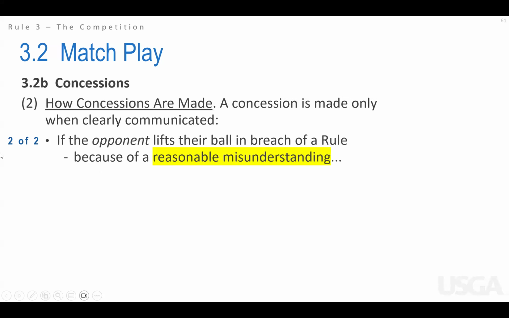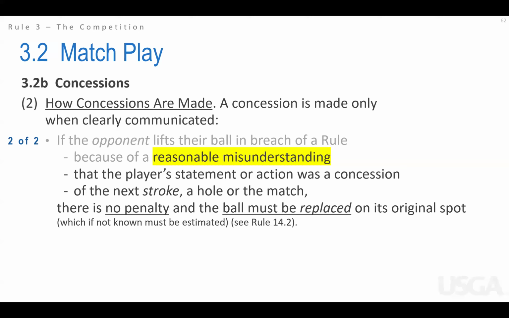If for some reason our opponent lifts their golf ball because of a reasonable misunderstanding that they had a stroke being conceded, they thought they were getting a concession. Maybe they thought they heard that's good, but their opponent said, hey, good stroke, and they just had a misunderstanding, and they picked their ball up. There's not going to be any penalty. We're just going to replace the ball on the original spot. If we don't know that, we're going to estimate it. We just put that ball right back down where we picked it up from, no penalty, and continue the hole from there.